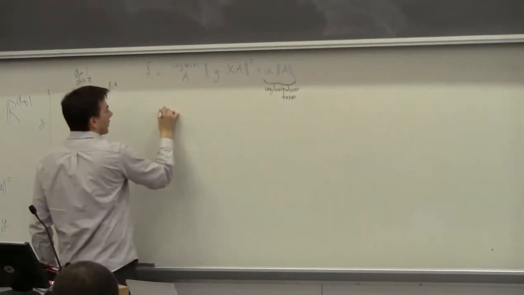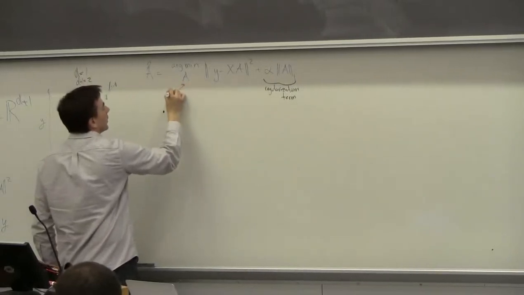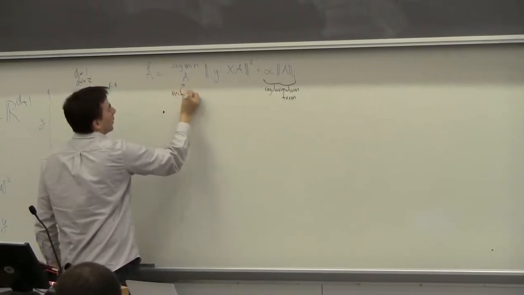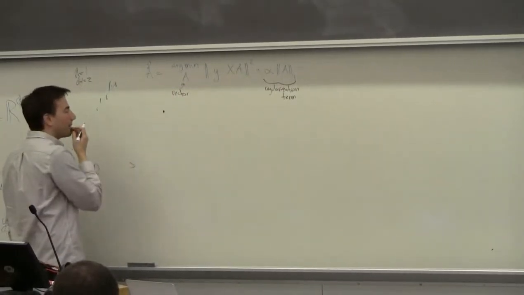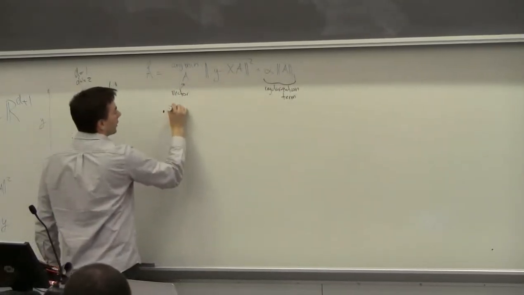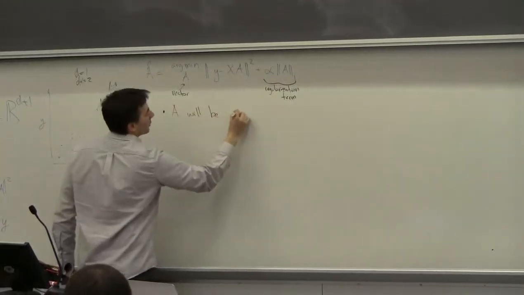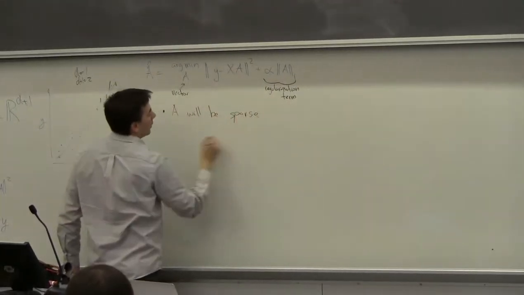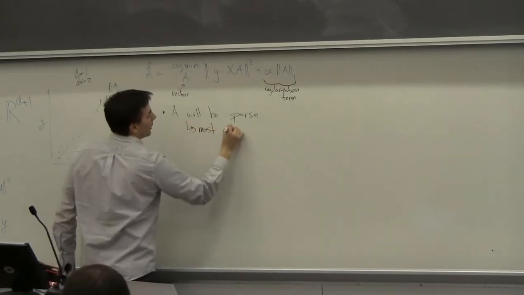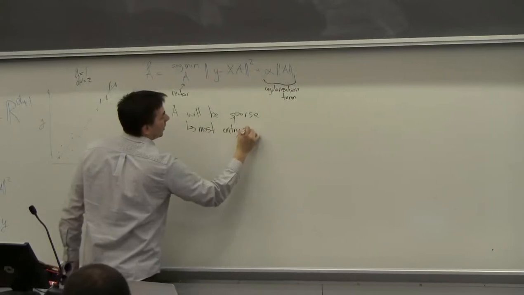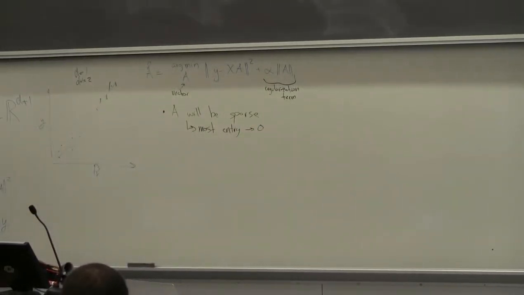Okay, so the two effects are that, remember this is going to be a vector. Maybe I should have written this lowercase a. So one is a will be sparse. That means most of the entries are going to be equal to 0.